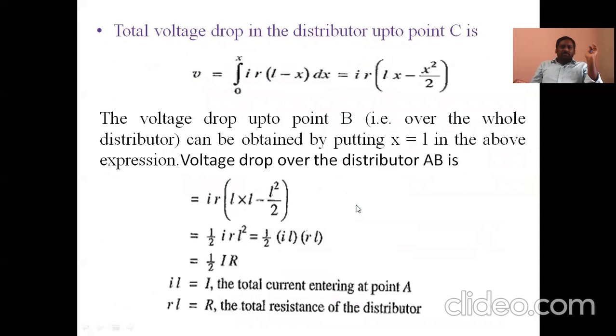That is 1/2 I into R. I means total current, resistance means total. If total current is not given, we can calculate. Is that right? Uniform means you can add that. You add that means simple case. Resistance also add that, then you can do that.